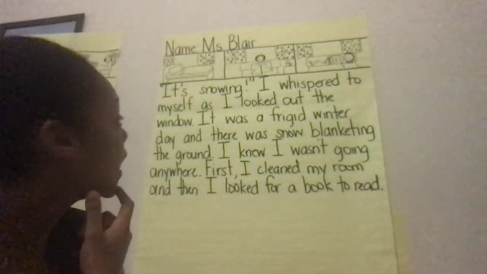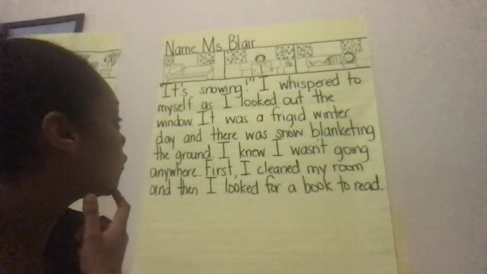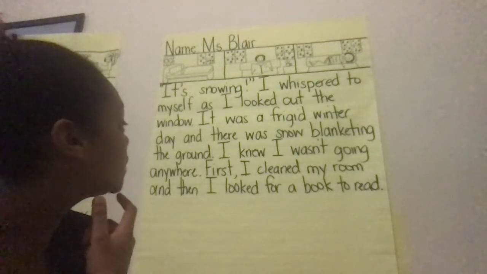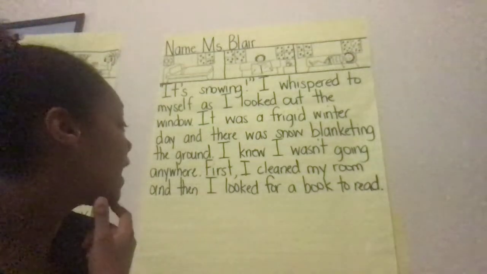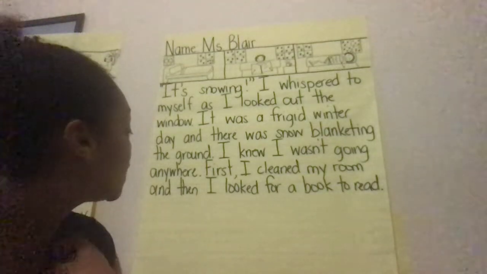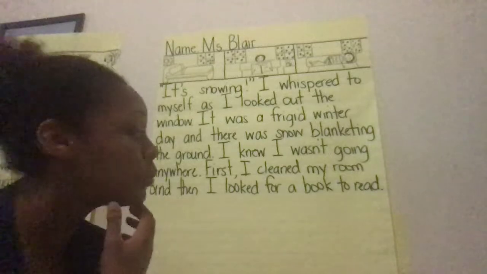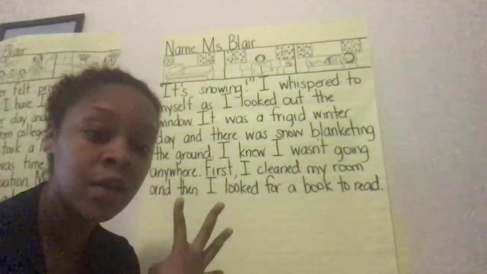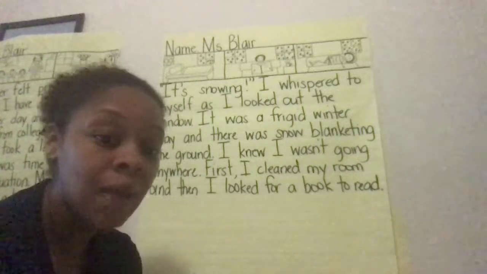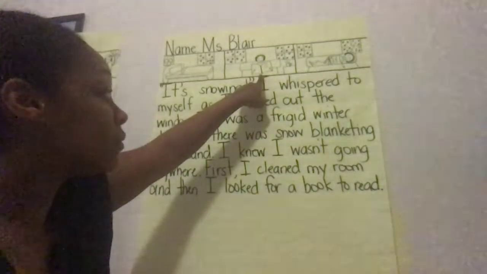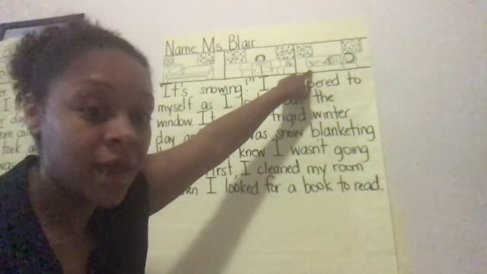"It's snowing," I whispered to myself as I looked out the window. It was a frigid winter day, and there was snow blanketing the ground. I knew I wasn't going anywhere. First, I cleaned my room, and then I looked for a book to read. So, this is the beginning of my story, and I wrote about what happened right before. Today, I'm going to be writing about the main event and what happened at the end.